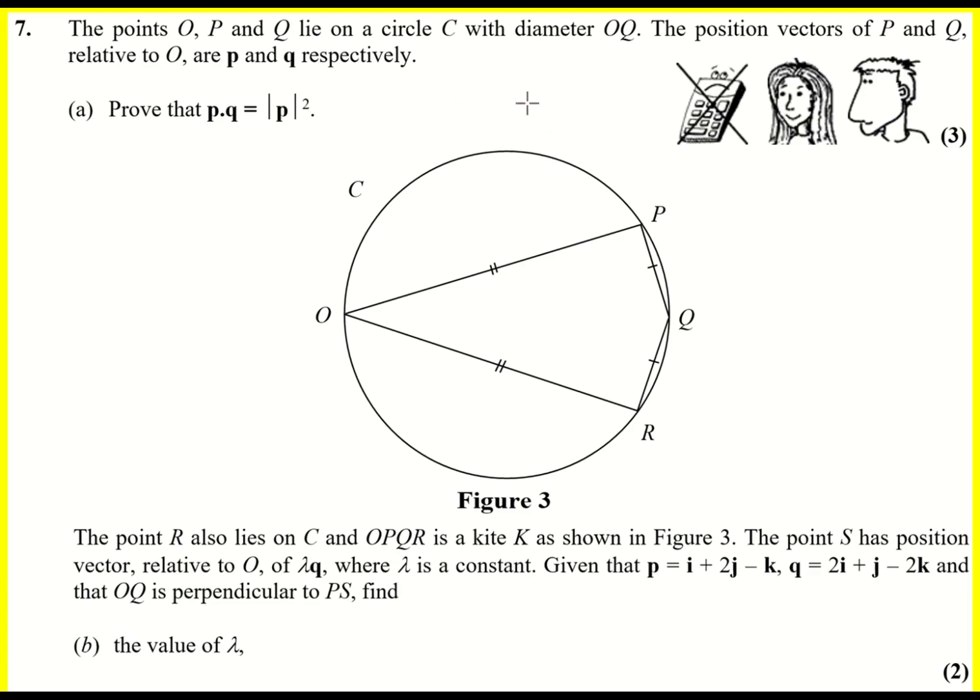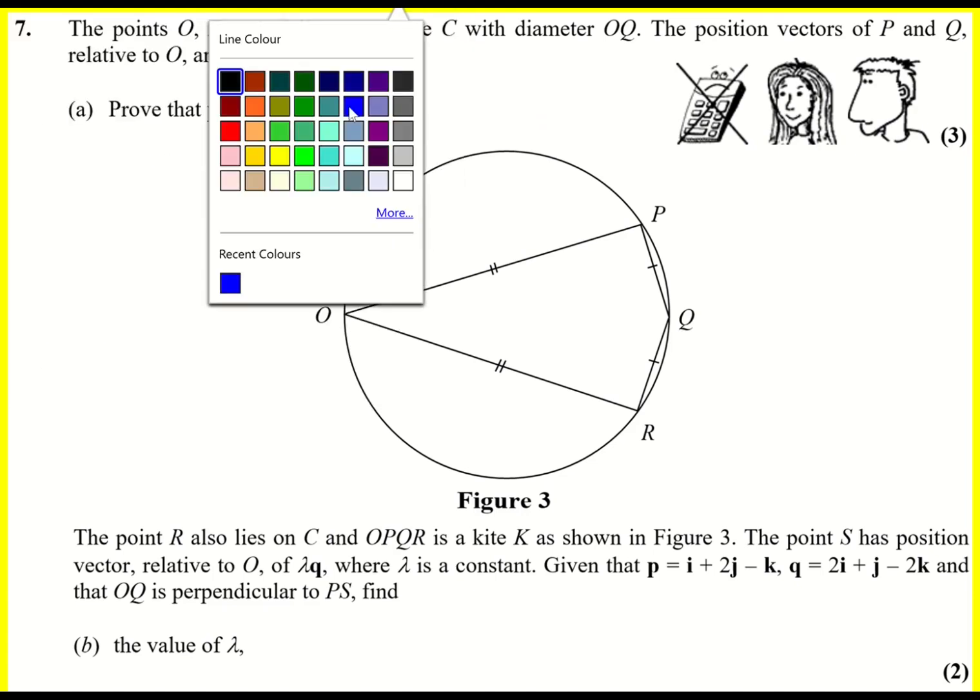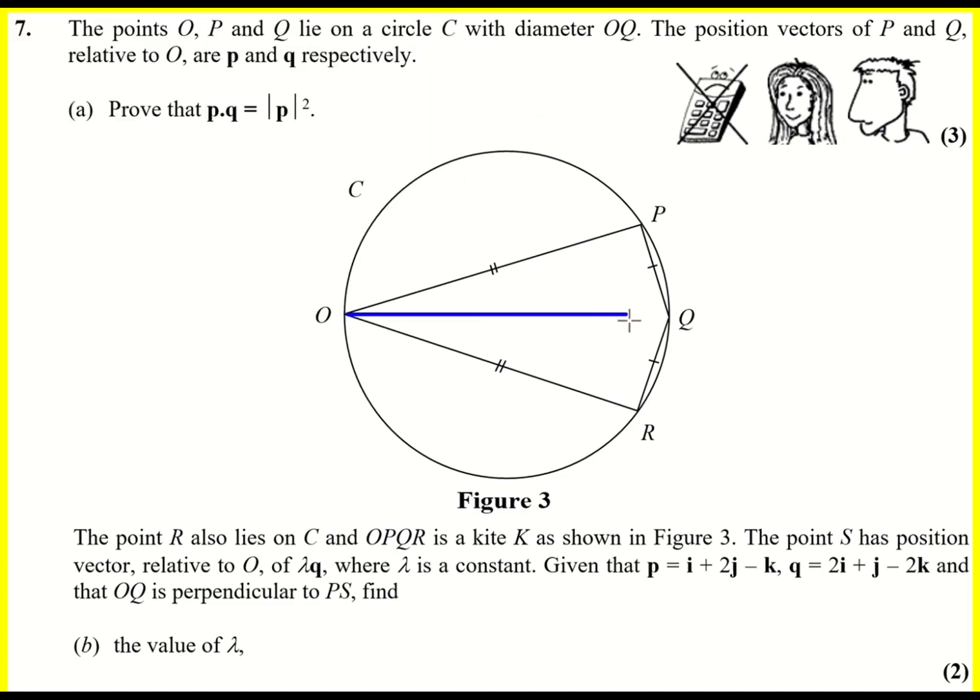We've got a scenario here, and we're told that OQ is the diameter. So I'm going to put that straight in. And so the center would be sort of around here. Now there's a circle theorem that says when you have an angle in a semicircle, you get a right angle. So this must be a right angle.